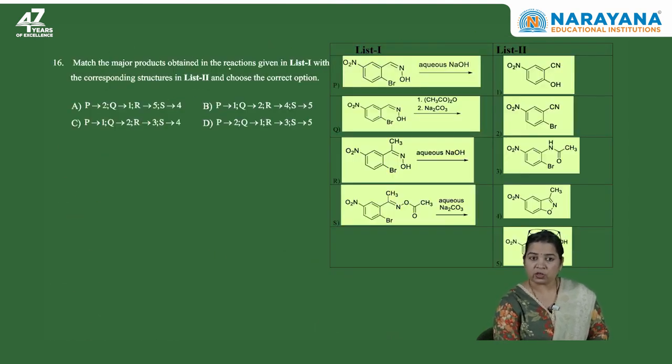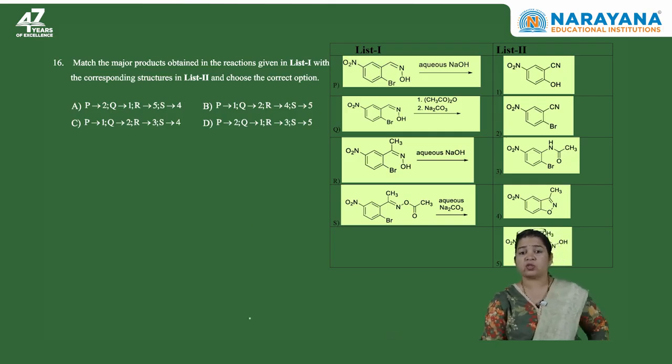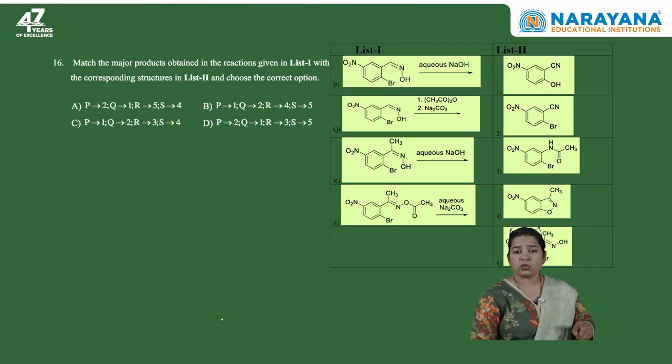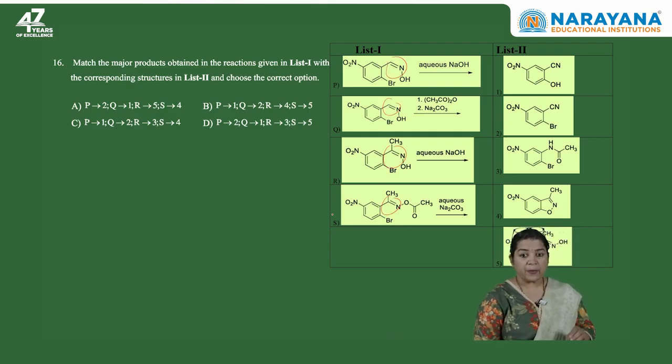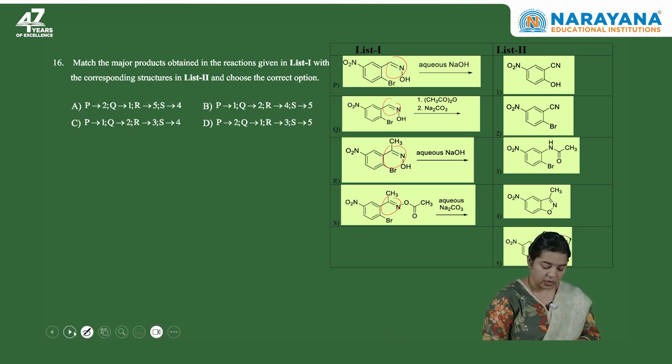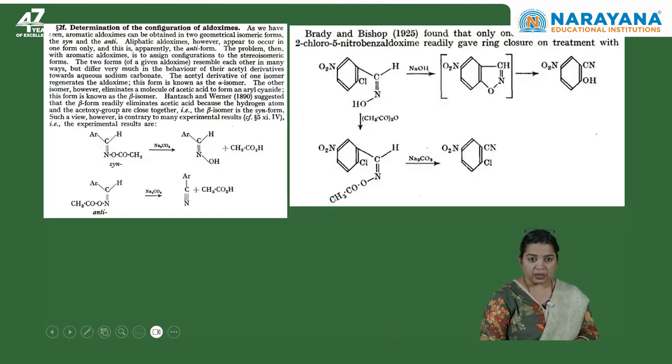Match the major products obtained in the reactions given in list 1 with the corresponding structures in list 2 and choose the correct option. Now first you should know this is not a Beckmann rearrangement. Yes, there are a lot of oximes, everywhere it is an oxime. But the oximes involved are not reacted with acidic medium. Beckmann takes place in acidic medium, whereas here the reactions are given with basic medium.